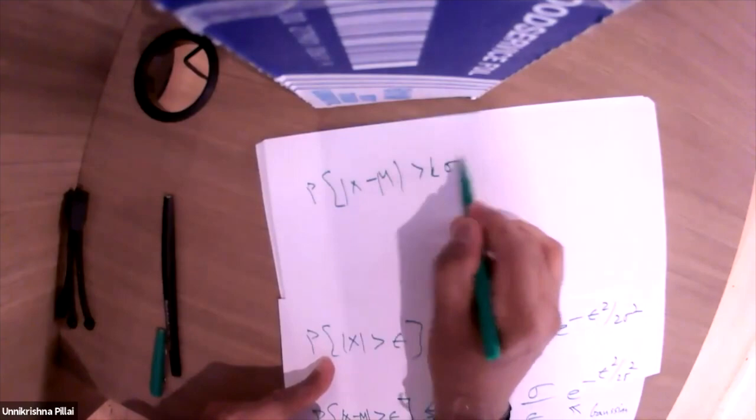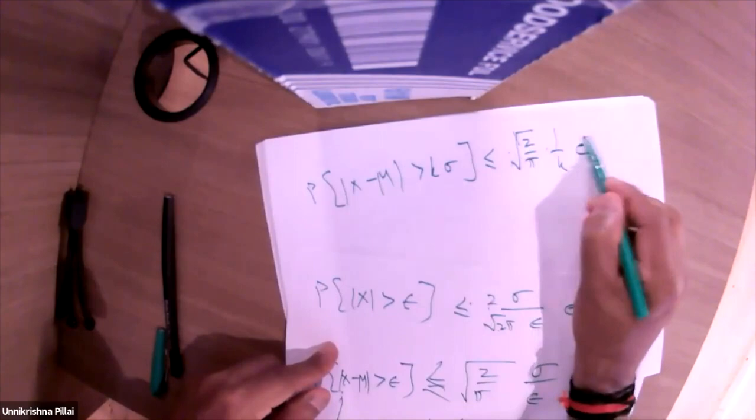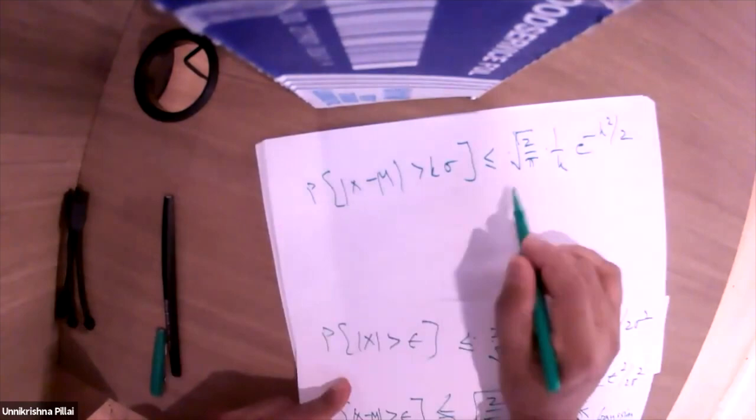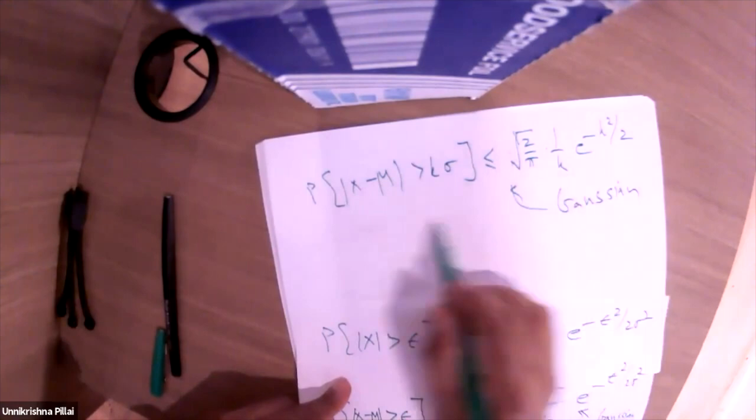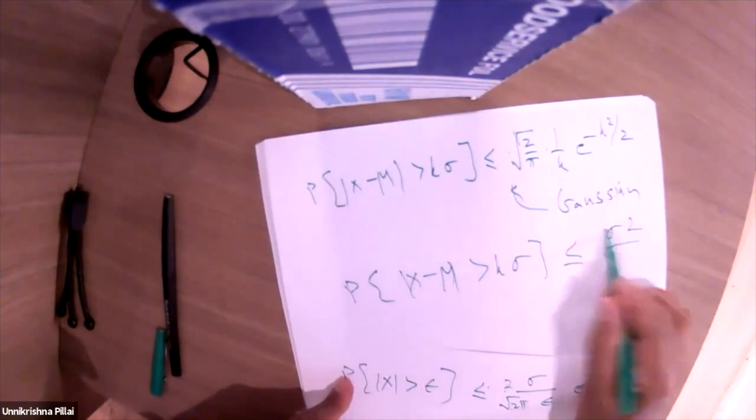Let's see what it is. So I'm going to put epsilon equal to k sigma. This cancels. That's the Gaussian bound. So we derived this bound. This is the same tail. So if you know the density function to be Gaussian, you know how it goes away. Whereas if you don't know the density function, all we can say is one over k squared. Right?